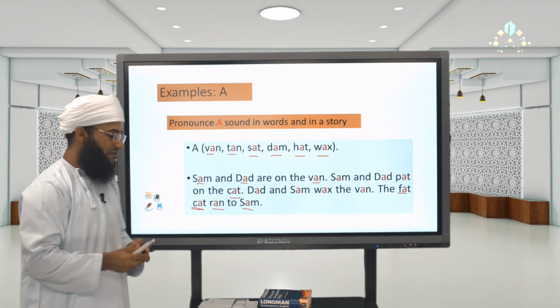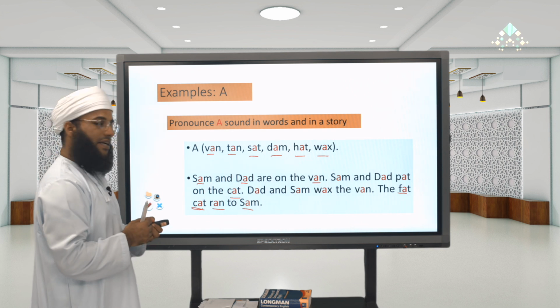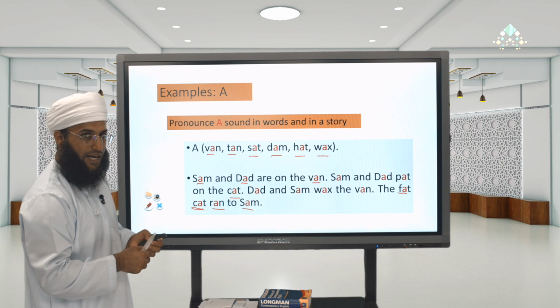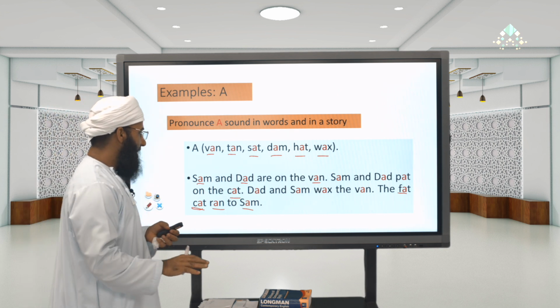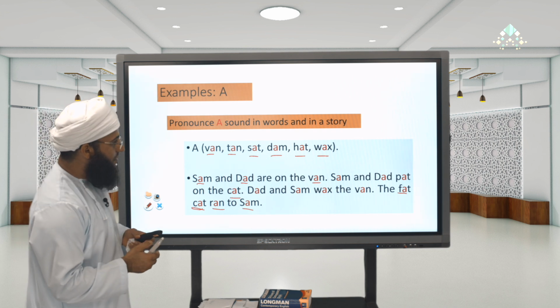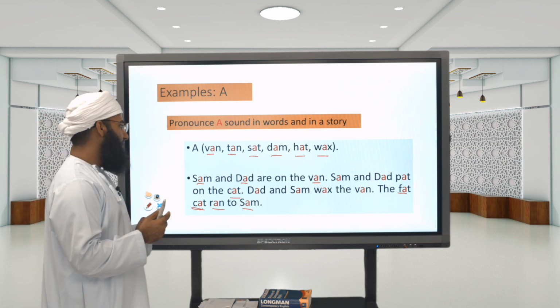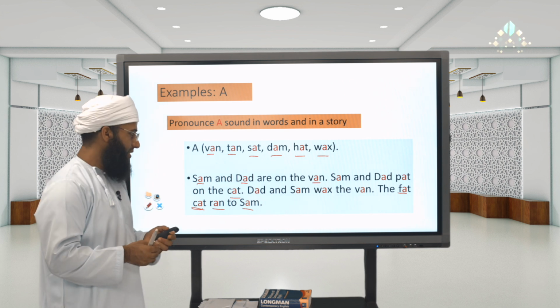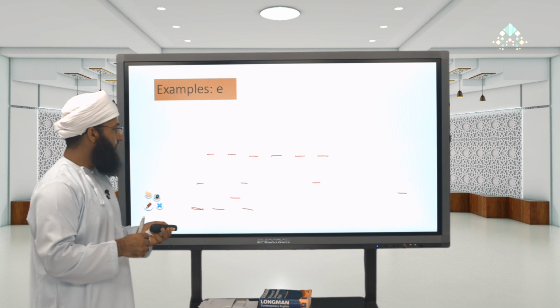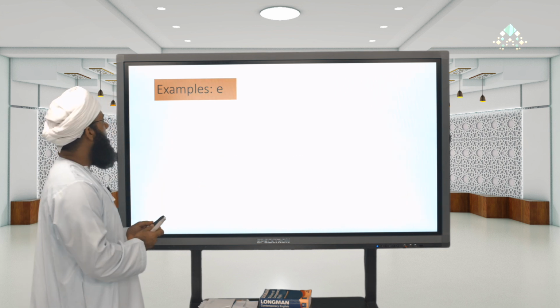Now read it by yourself. Sam and Dad are on the van. Sam and Dad pat the cat. Dad and Sam walk the van. The fat cat ran to Sam. Okay? It's simple, but just to show you how to pronounce this sound.